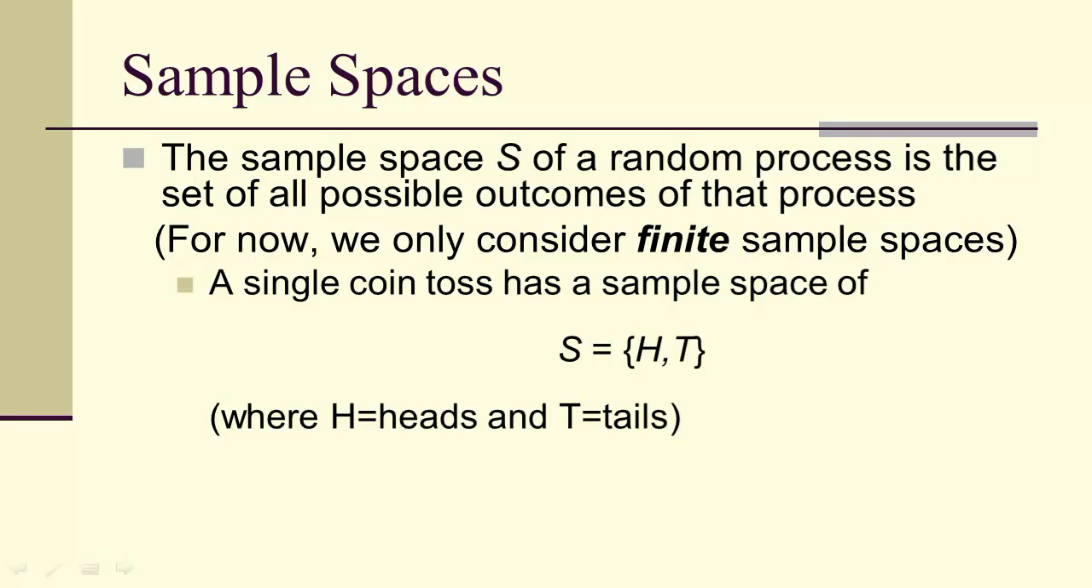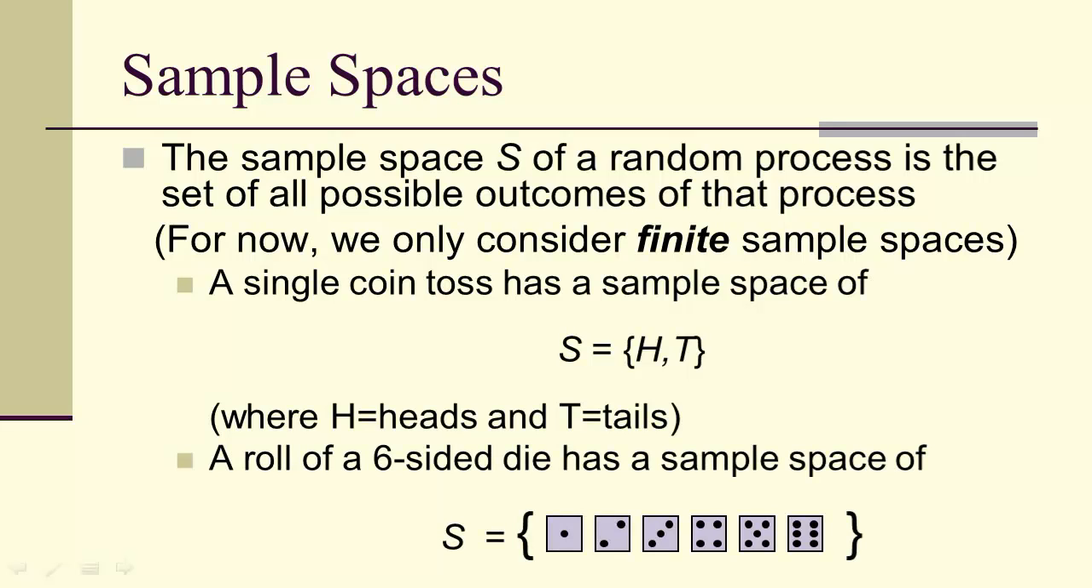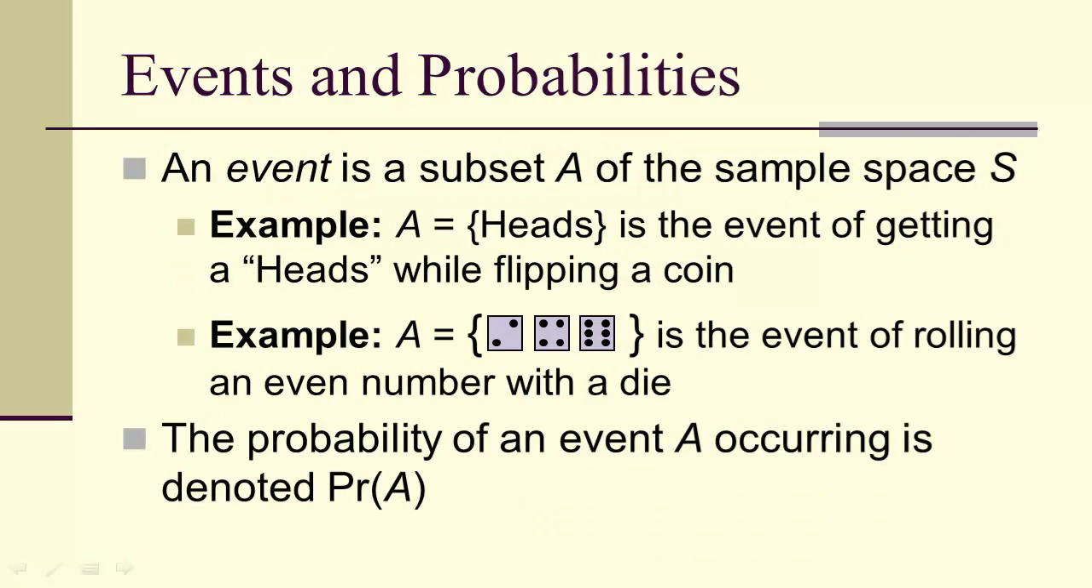So the single coin toss would have a sample space of either heads or tails. A 6-sided die has 6 possible outcomes. An event is a subset of the sample space. So in the coin flipping, the set heads is the event of getting a heads while flipping a coin. For rolling a die, the set 2, 4, 6 is the event of rolling an even number. And we'll simply say the probability of an event A occurring is probability of A.